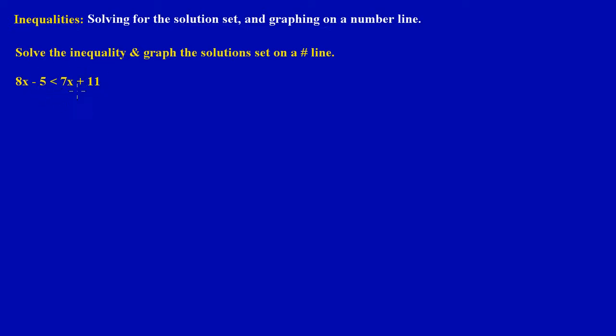Now, when trying to solve for the solution set in an inequality, we're going to manipulate the inequality just as how we would manipulate an equation. For example, I have a 7x over here, so I'm going to take my x's to one side of the inequality and all the numbers to the other side. So here, let's move our 7x first. It's positive on this side, so when it comes over, it will be negative. So basically, we're going to be subtracting 7x from both sides.